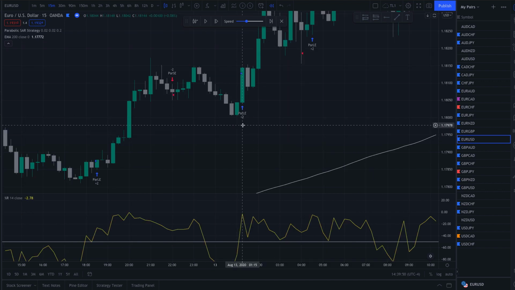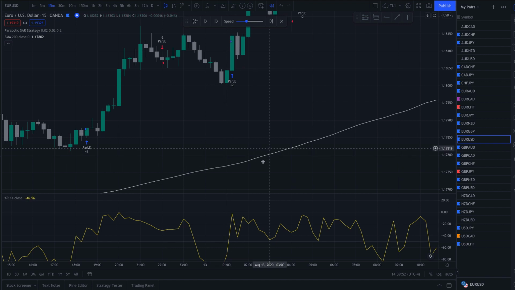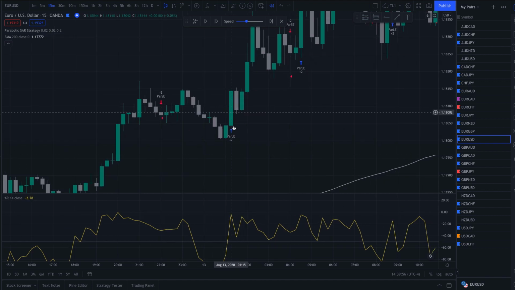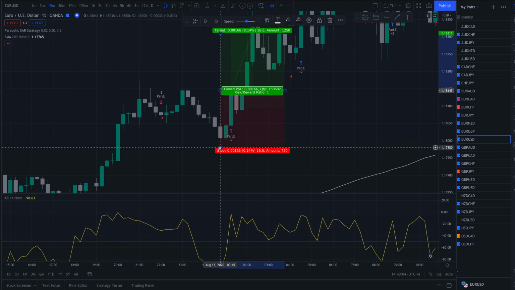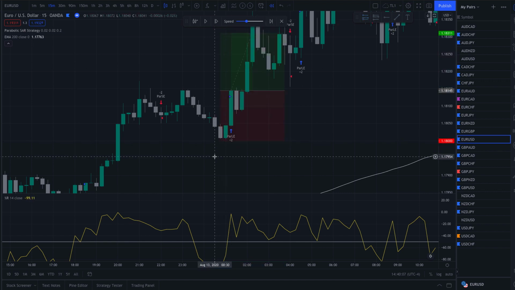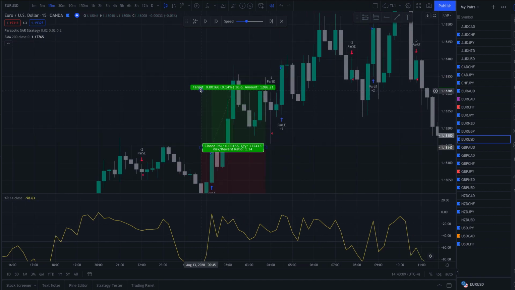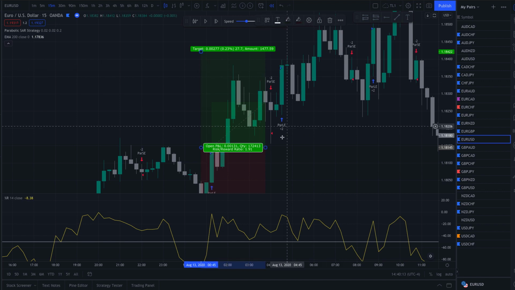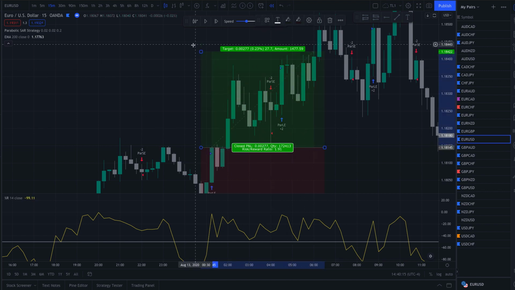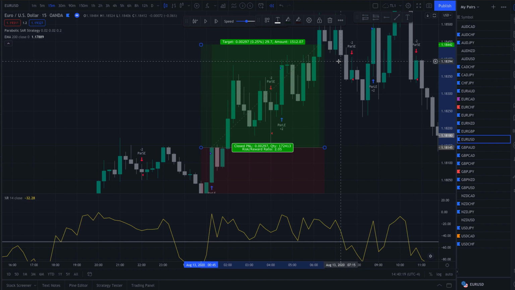So here we have another entry. We have price above the 200 EMA, Williams percentage above the 50 line, and we have a Parabolic SAR Strategy buy signal. So that is our trigger candle. We are going to buy right there, place our stop below the swing low greater than 5 pips, and target 2 to 1. And that happens right here. So we have another winner.